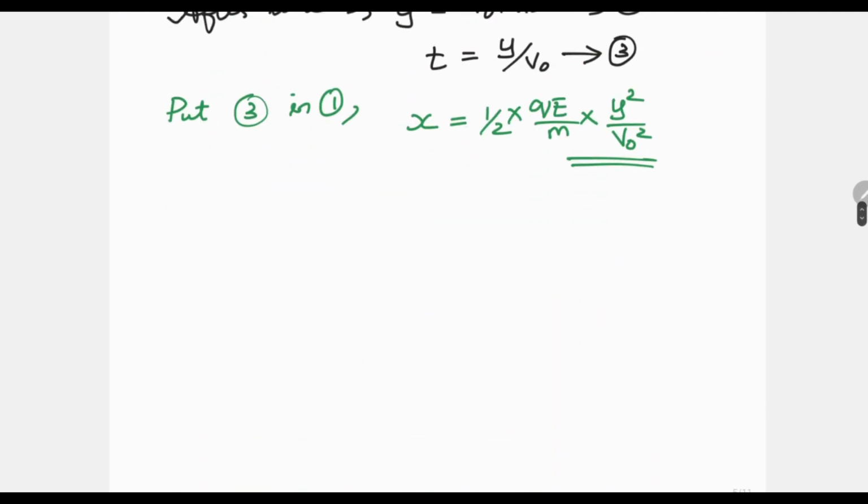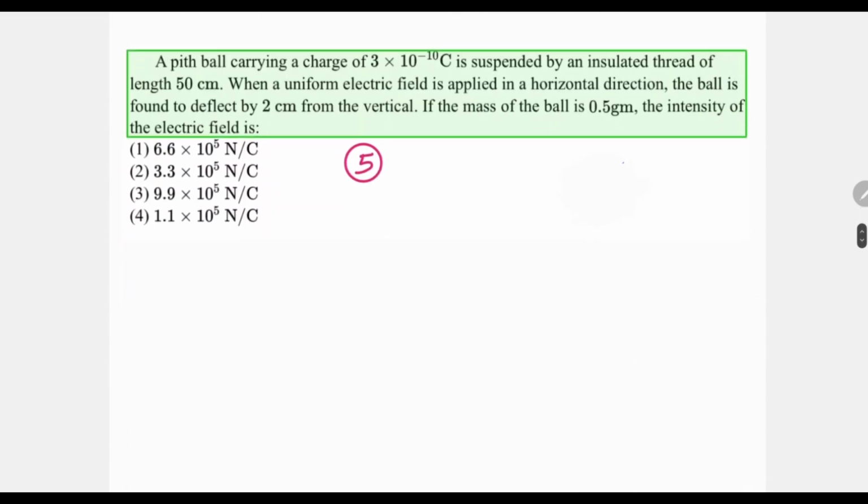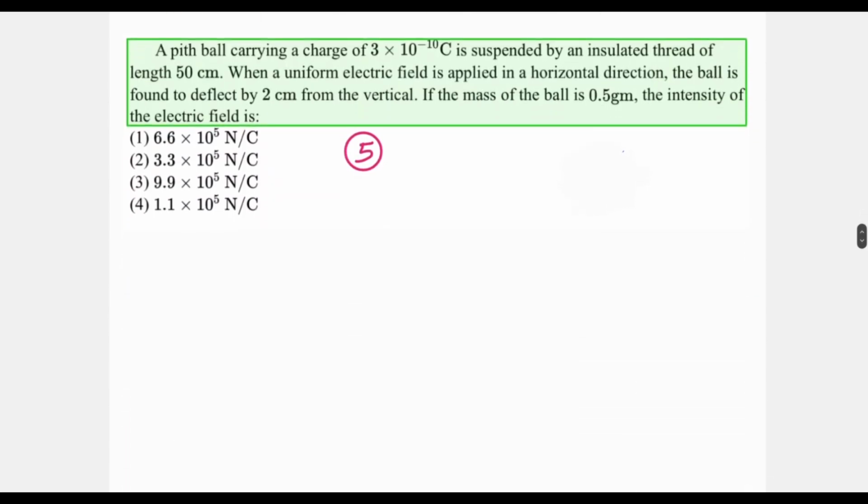So now comes question number 5. A pith ball carrying a charge of 3 into 10 raised to minus 10 coulomb is suspended by an insulated thread of length 50 centimeter. When a uniform electric field is applied in a horizontal direction, the ball is found to deflect by 2 centimeter from the vertical. If the mass of the ball is 0.5 gram, the intensity of electric field is. So here they are asking for intensity of electric field in this situation.